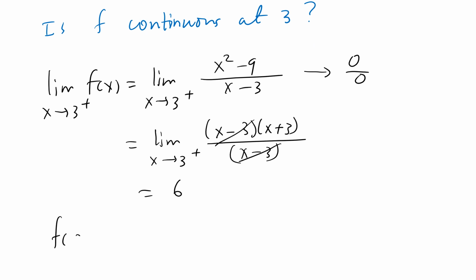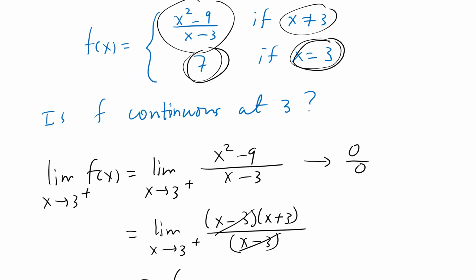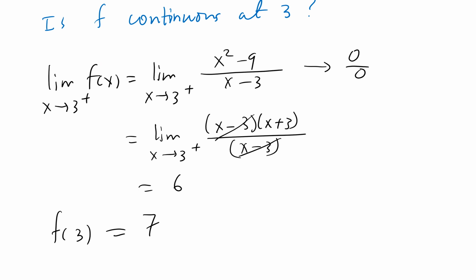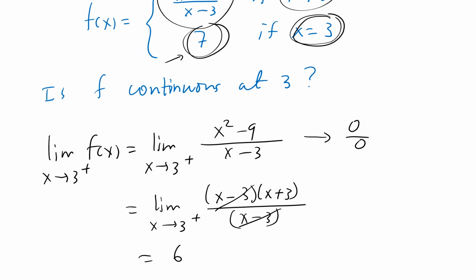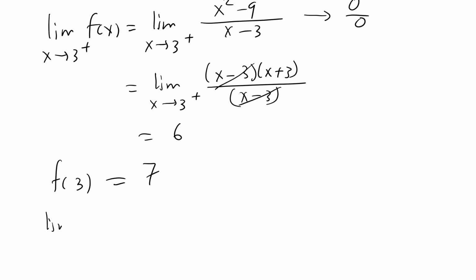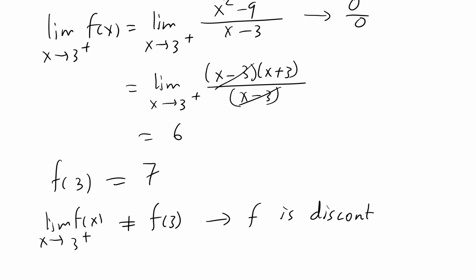How about at f of 3? Because 3 conditions need to be met. We find 3 of them, they all have to be equal: from the right side, left side, and at the point itself. f of 3, when x is 3, it's 7. So they're not the same. If I changed this to 6, then it becomes continuous. But it's not. So the limit of f of x as x approaches 3 from the right side does not equal f of 3. So we say f is discontinuous at x equals 3.